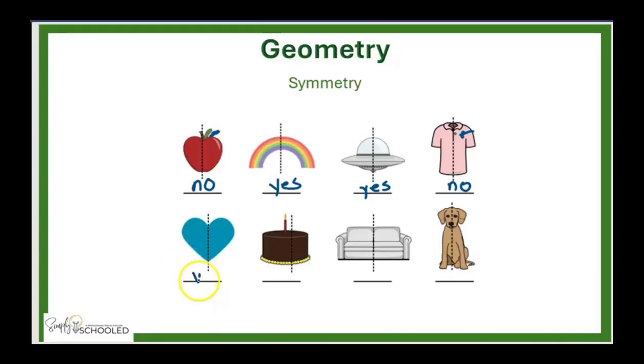This heart, this is a line of symmetry. This cake is not a line of symmetry. One side is bigger than the other. One side has a candle and the other side doesn't. The line on this couch is symmetry because both sides are exactly the same. And lastly, this dog, it looks like it's exactly the same until you get to the bottom half, and then this side is different. So no, this is not a line of symmetry.